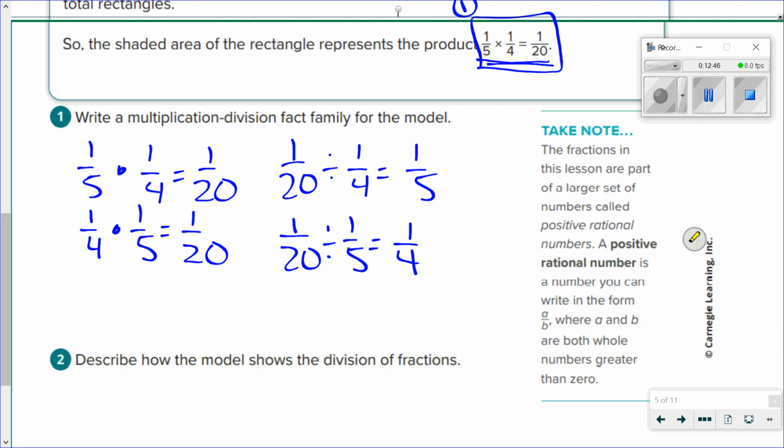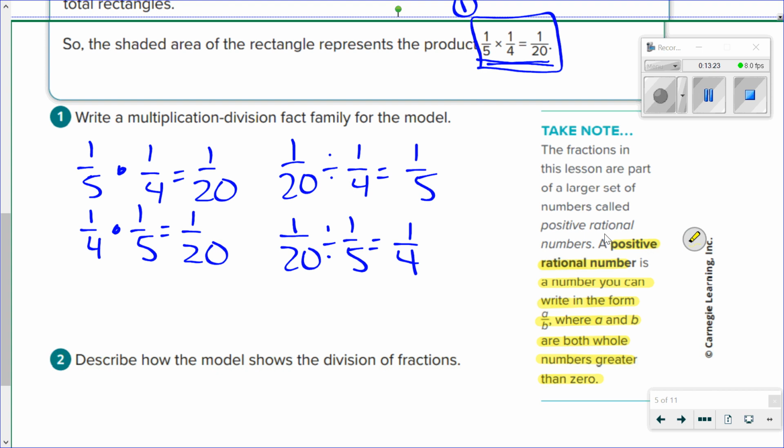Here's our definition. It is positive rational number. So a positive rational number is a number you can write in the form of a fraction a over b, where a and b are both whole numbers greater than 0. So a few pieces on this that are really important. One is we're only working with positive numbers, so those to the right of 0. The second is they are rational numbers. That means they can be represented as a fraction, a over b.